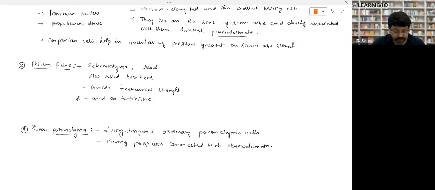What I say? Okay, they have protoplasm and connected with plasmodesmata with other parenchyma cells.